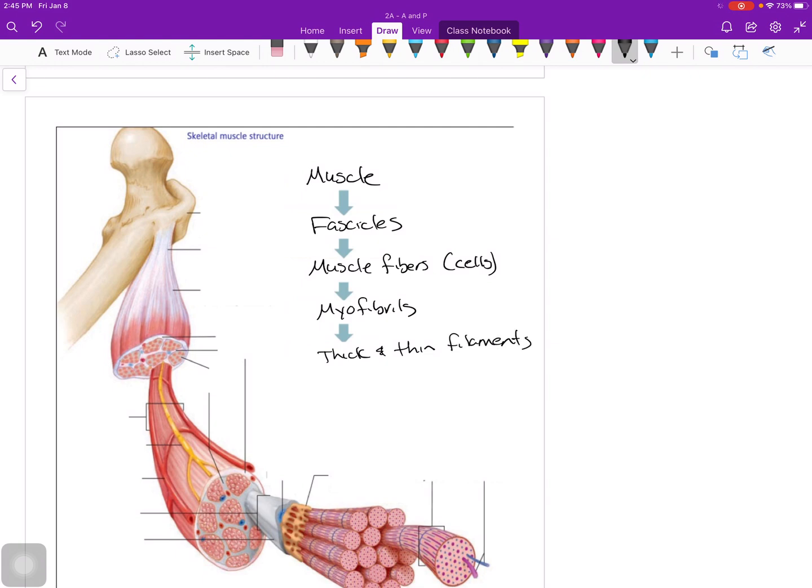All right, so let's go from the top labeling down. Obviously, we have our bone. Then we have our cord-like tendon. We have the fascia, which actually covers the muscle. And then on the outside right here, we have what's known as the epimysium.